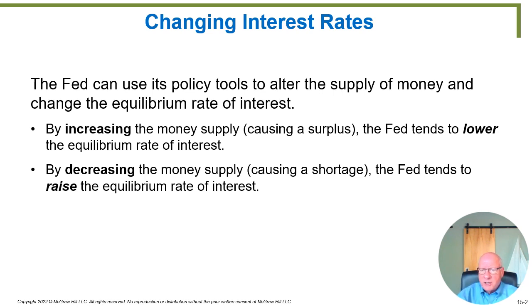By increasing the money supply, thereby causing a surplus under the original conditions, the Fed will tend to lower the equilibrium rate of interest in order to reach equilibrium again. And the same thing is true on the opposite side. If the Federal Reserve decreases the money supply, that will trigger a shortage of money, and then of course the interest rate will rise. Now, we'll find out later on why the Federal Reserve would want to do these two things, but now we understand that the Federal Reserve can do it.